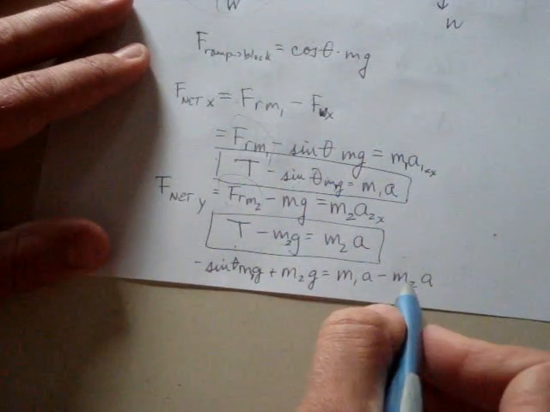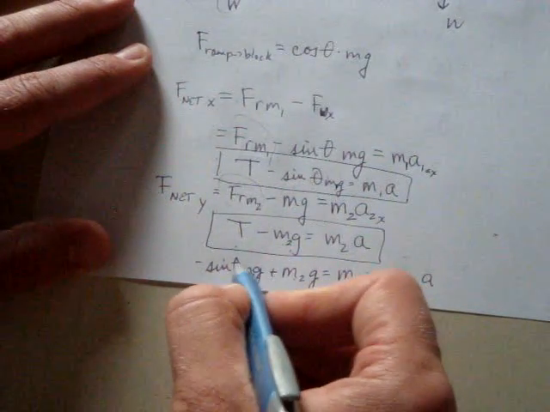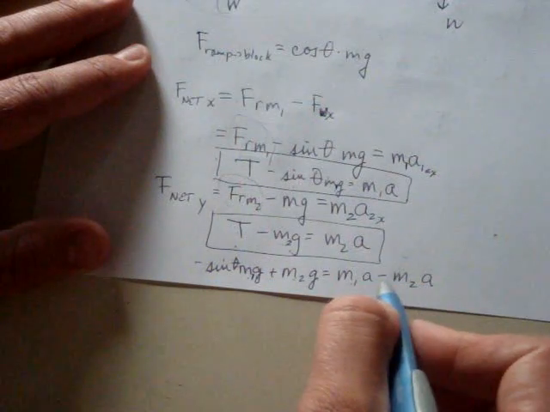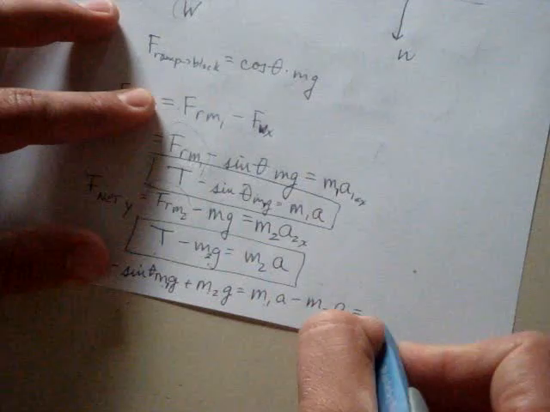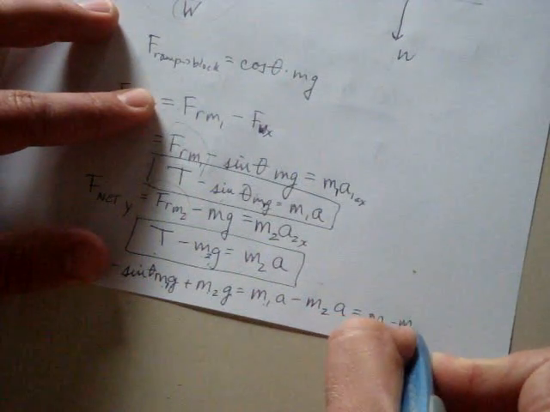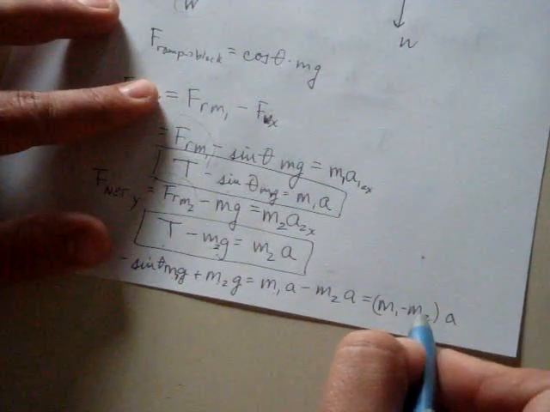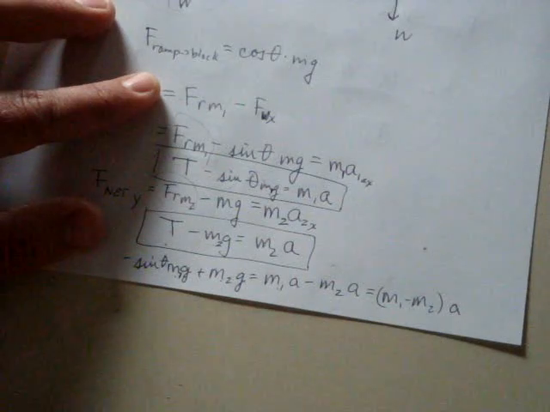Now we know what m2 is, g, m1, theta. We know all the information except for a. So now we're going to be able to solve this relationship simply for a. In fact, the right side of this equation could be written as m1 minus m2 times a, and then we just divide both sides by m1 minus m2, and that would give us what the acceleration is, which I'm pretty sure is what we were going for.